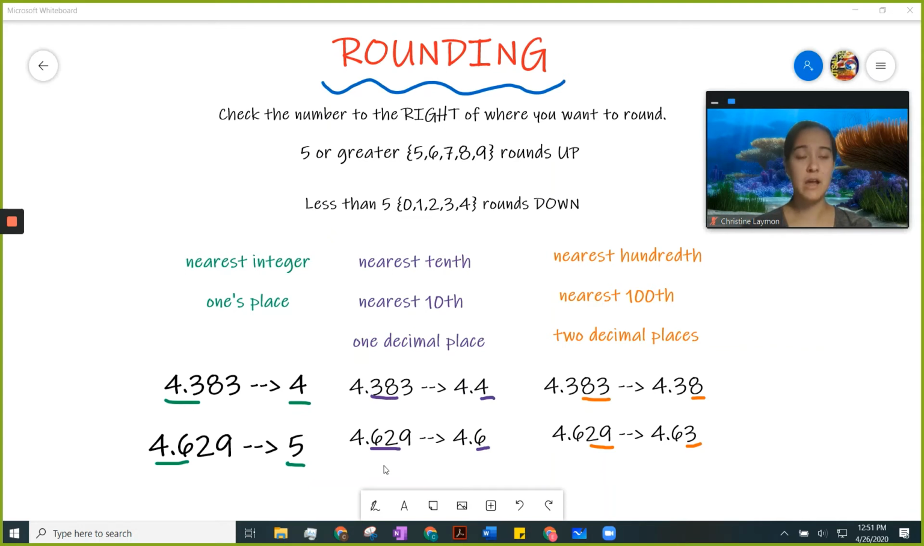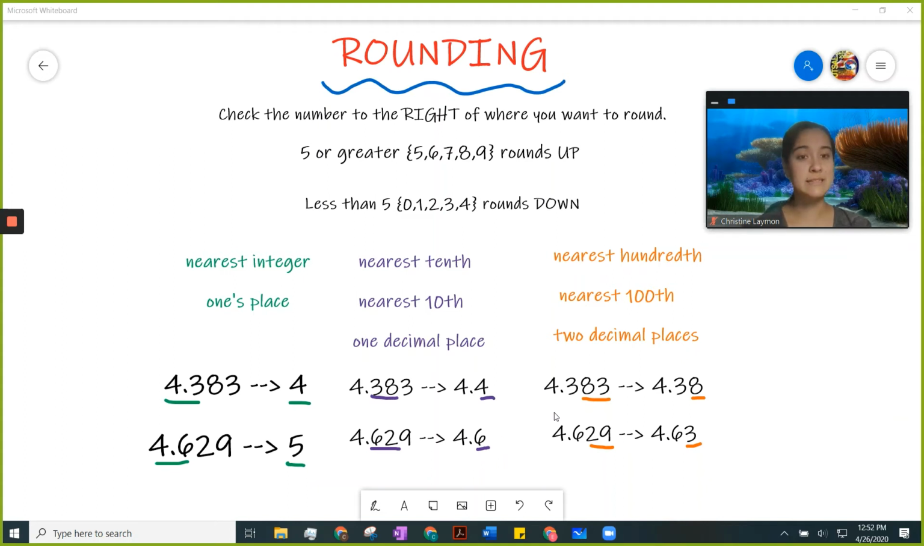Check this next one. 4.629, I still want to round to the nearest tenths place. So this 6 is the number that might be changing based on what happens to its right. I have a 2 sitting right here. The 2 is less than 5, so it rounds down. So 4.629 becomes 4.6. In other words, $4.62 is becoming $4.60.